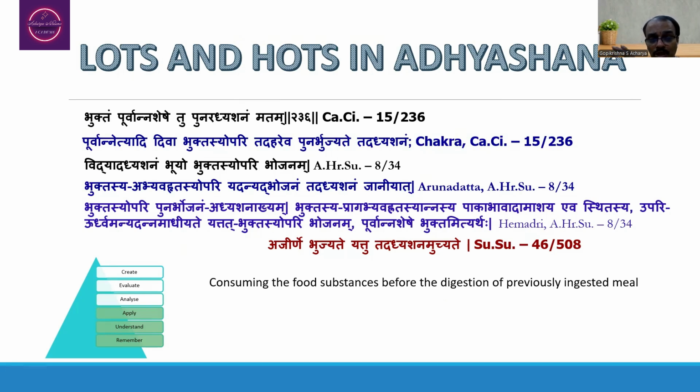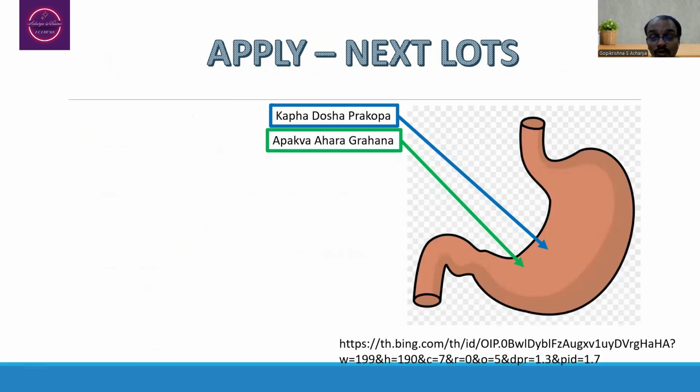When you think about the overall meaning, the person consumes food and, before the emptying of the amashaya itself, takes food again. So this is what is considered to be remembering and understanding the information. Then the application is considered the next lower order thinking skill.